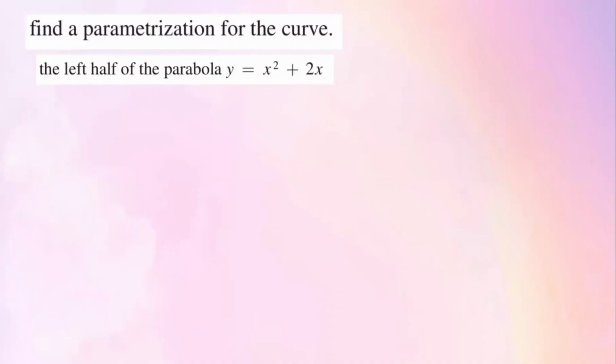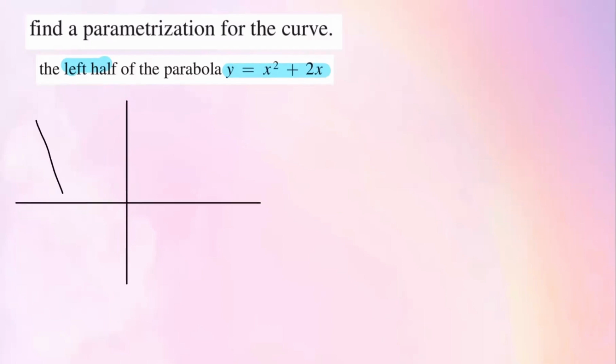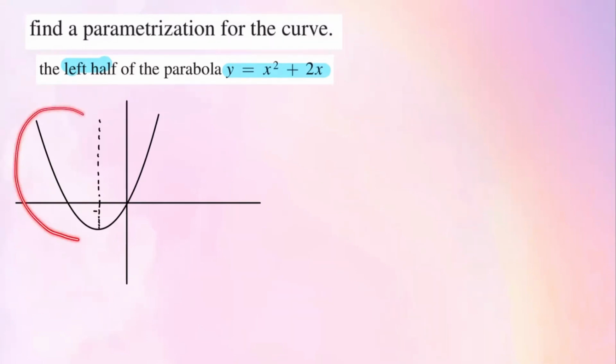We're going to find a parametrization for this curve, which is the left half of this parabola, y equals x squared plus 2x. So now let's take a look at the graph. So we know it's a parabola that has an x-intercept at 0 and -2. So let's suppose this is the curve we're looking at, something like this. We only want the left half, so it's going to cut off at -1 right here. So we only want to parameterize the left side of it, so only this portion right here. Okay, so how do we do that?